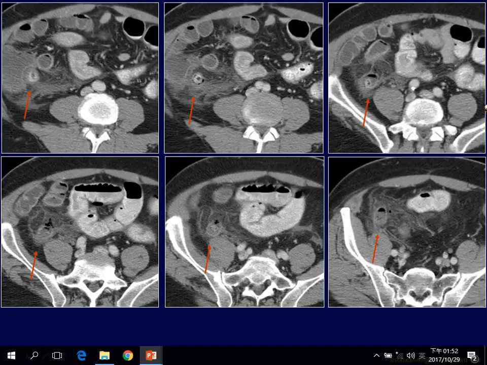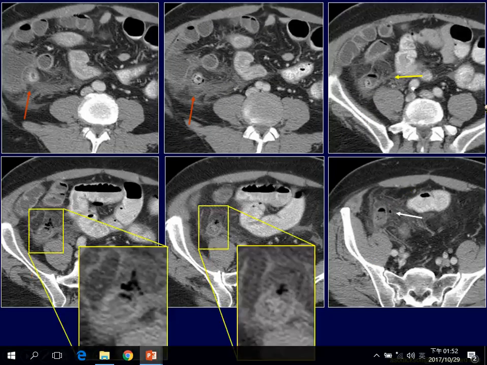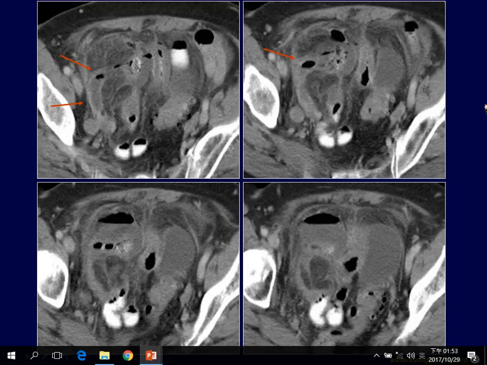Here's another case, again with an appendicolith at the origin of this appendix, and here we have a lot of surrounding fat stranding. We have gas in the lumen, and we have a small focus of extraluminal gas here, which you can also see coming straight through the defect in the wall. This was a necrotic area that has ruptured, allowing gas to exit outside. So this is early ruptured appendicitis.